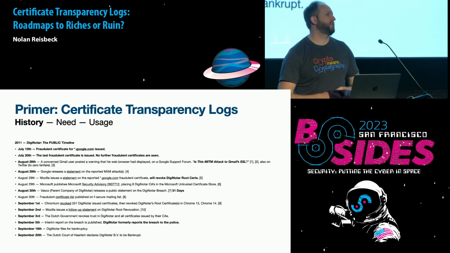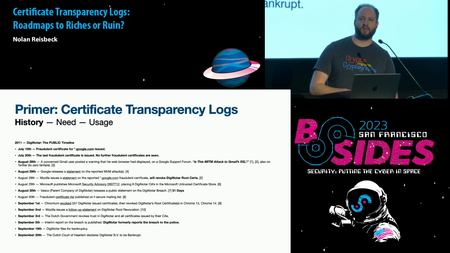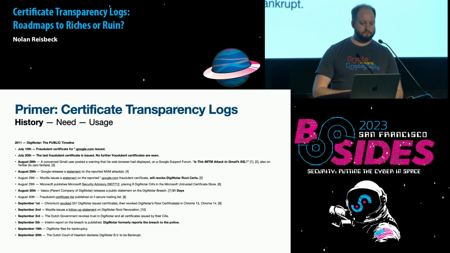There were a few more certificates issued for Google subdomains, but the last one was issued on July 20th. So a 10-day time span, and then basically a month after those certificates stopped being issued is when the world generally found out about it.